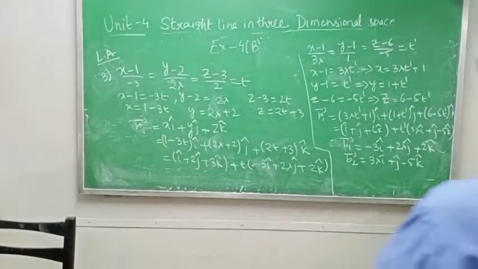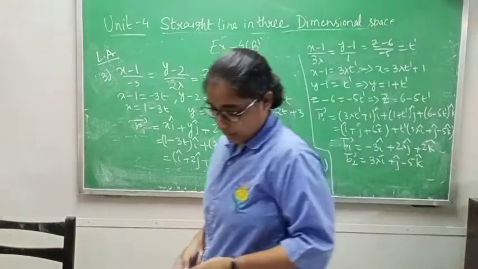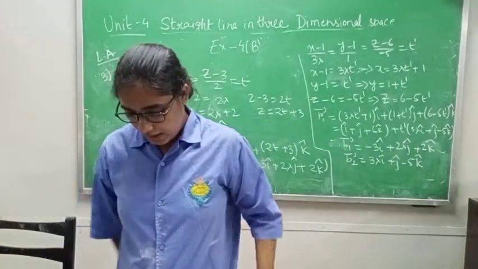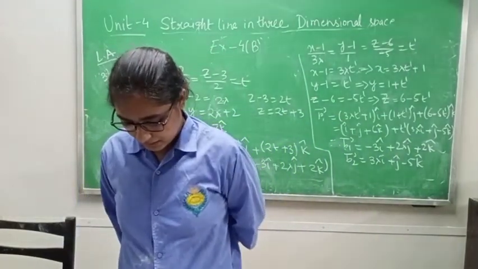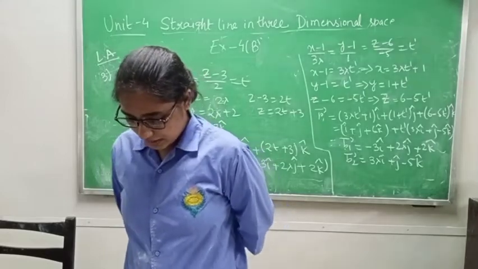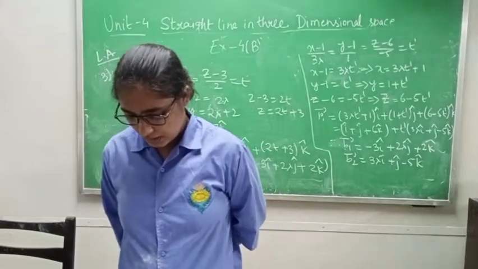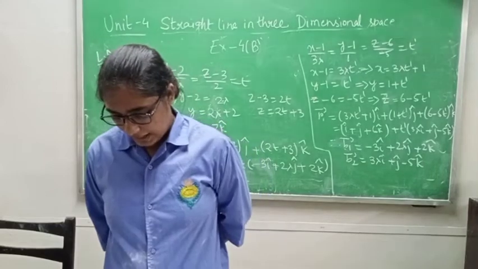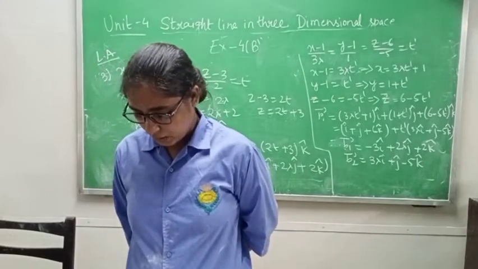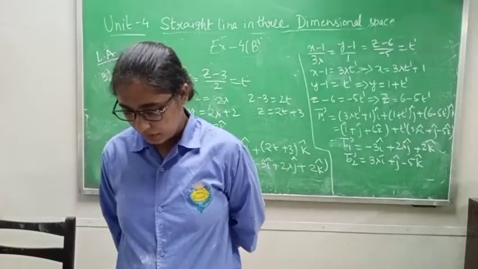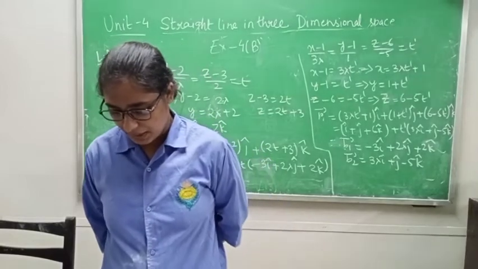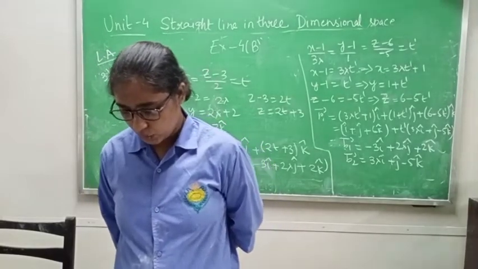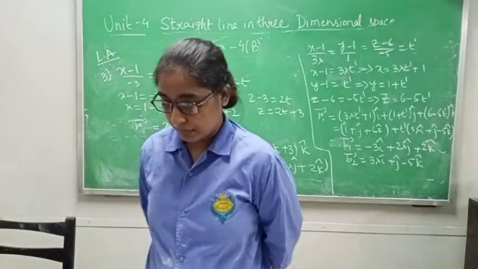Now class 12, long answer question number 3. It is given that if the lines (x minus 1)/(-3) equals (y minus 2)/(2 lambda) equals (z minus 3)/2, and (x minus 1)/(3 lambda) equals (y minus 1)/1 equals (z minus 6)/(-5) are perpendicular to each other, then find lambda.